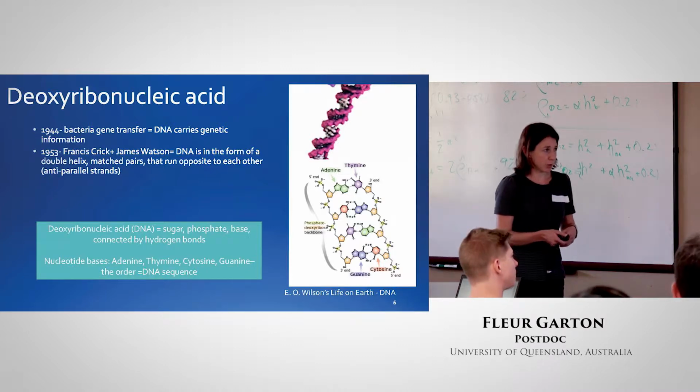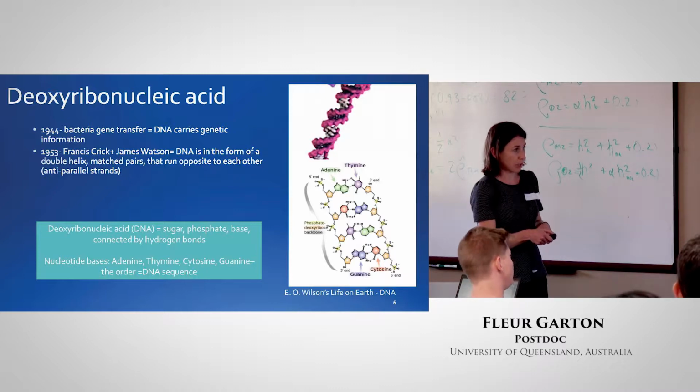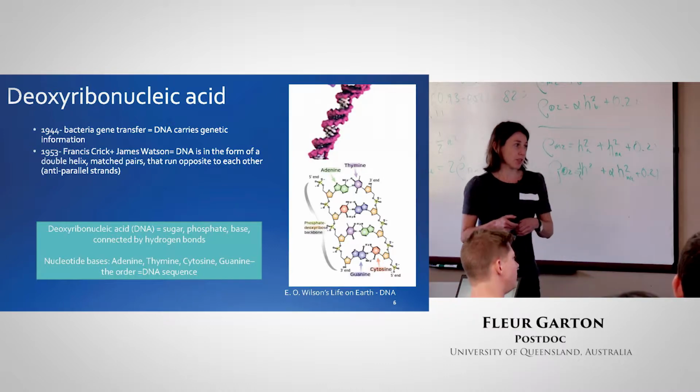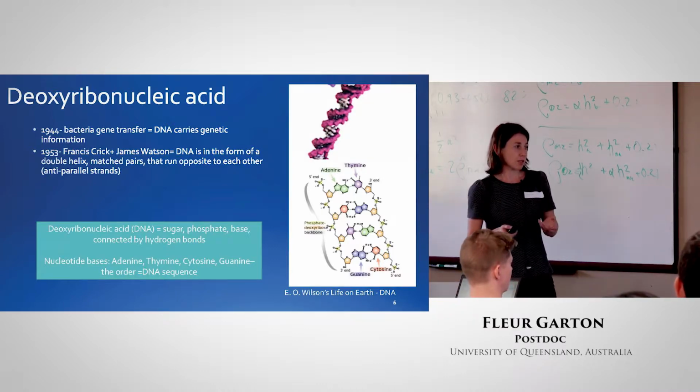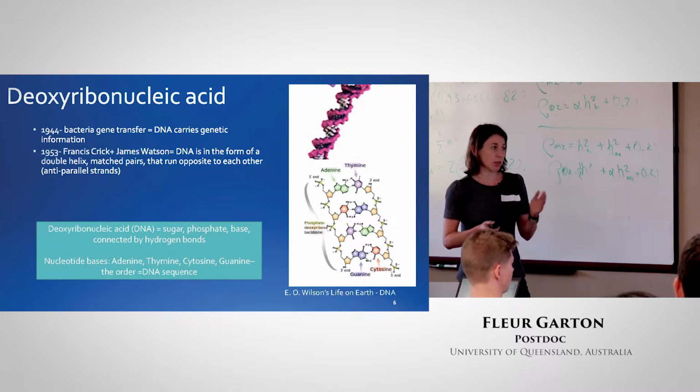Here's a more descriptive picture of the DNA. You've got a phosphate deoxyribose backbone. Here are the bases A and its complementary base T, and these are connected by hydrogen bonds. The DNA sequence is essentially just the order of these nucleotide bases, all made up of adenine, thymine, cytosine, and guanine.